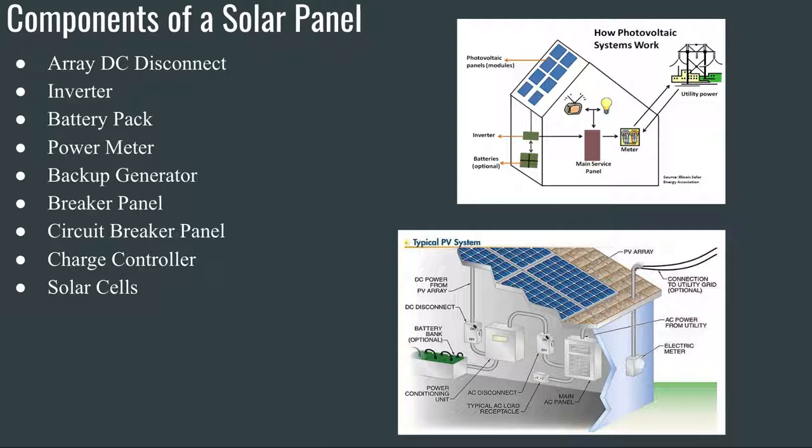The power meter is the meter that measures the amount of power used from the solar panel, whether that's from the utility grid or from the house. Then there's a backup generator, most of the time, that is used to provide power during periods of poor weather or a high household demand. The breaker panel is where the power source is joined to the electrical circuits in your home.